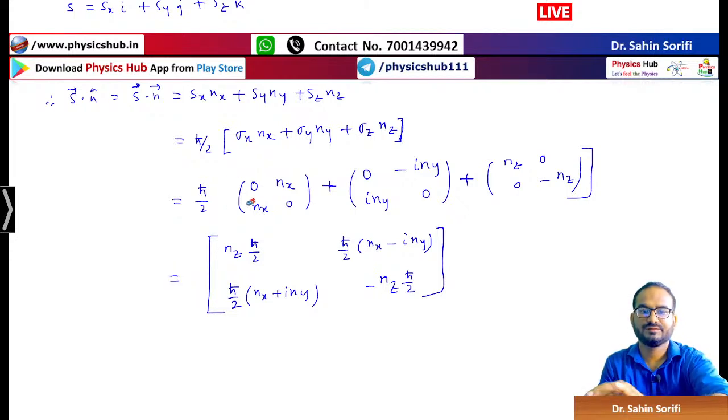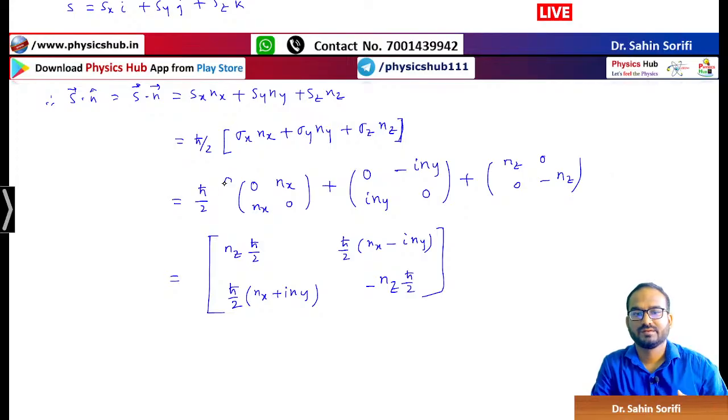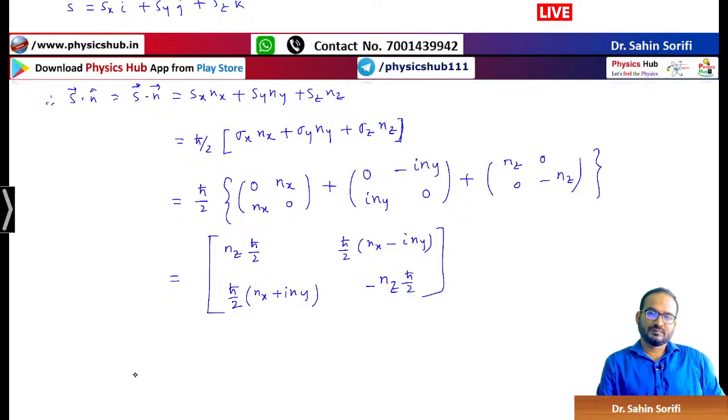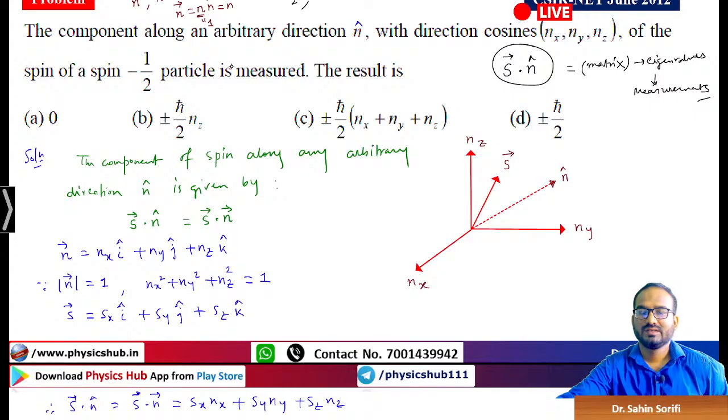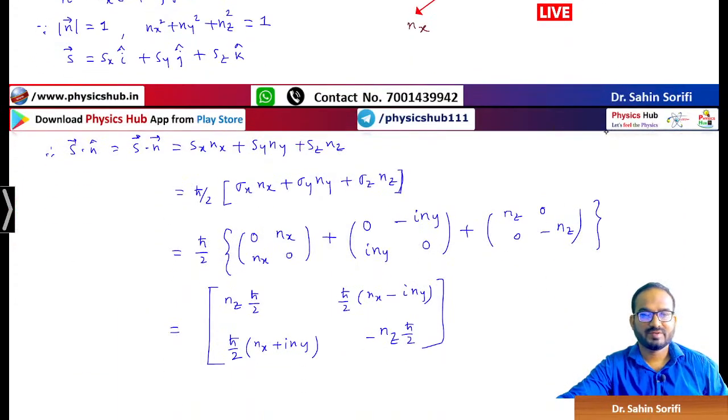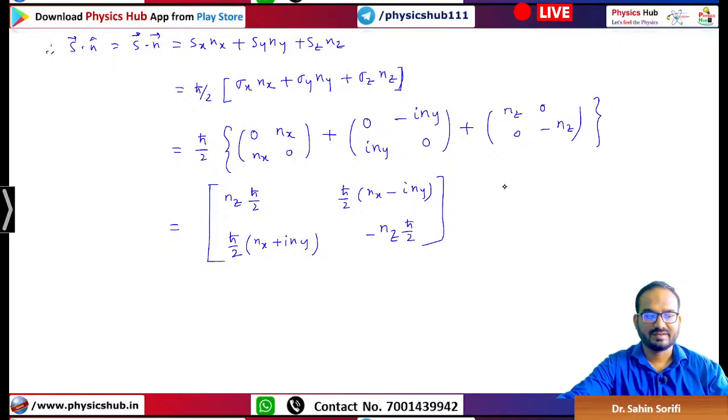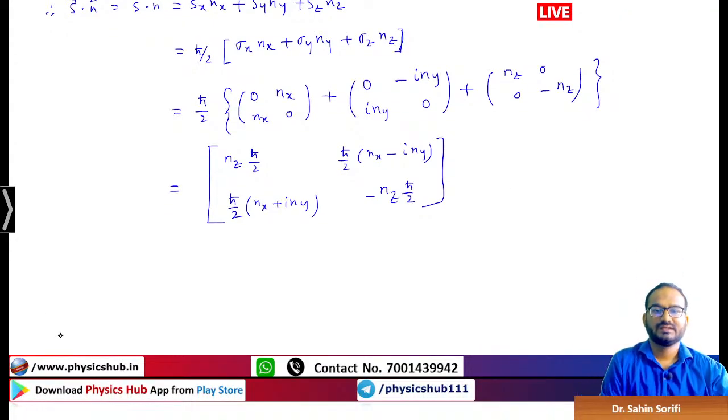This third bracket is used to denote the matrix, so we will denote it by this symbol. So this is the matrix we got. Now what is the result? To find the result, what do we have to do? It has been measured, so the result is the measurement, meaning the eigenvalues. So you have to find the eigenvalues of this matrix. So let lambda be the eigenvalue of this matrix.